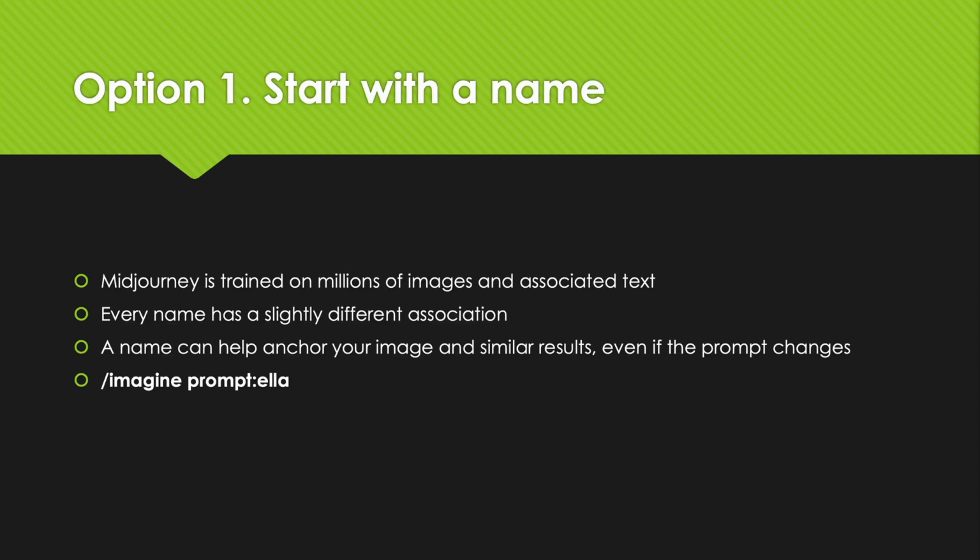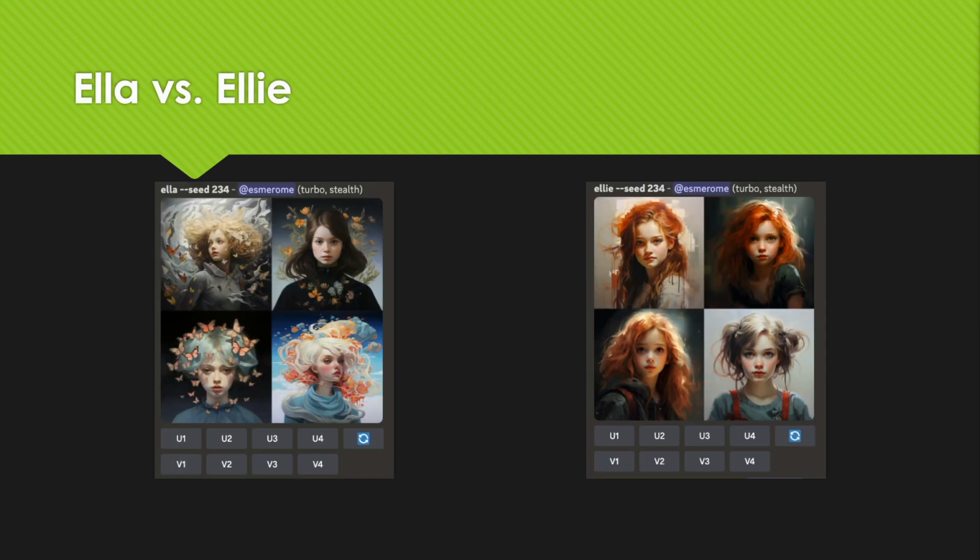So what are your options? What's option 1? Let's start with a name. Midjourney is trained on millions of images and associated text. Every name has a slightly different association in the database. A name can help anchor your image in similar results, even if the prompt changes. So let's try, for example, the name Ella.